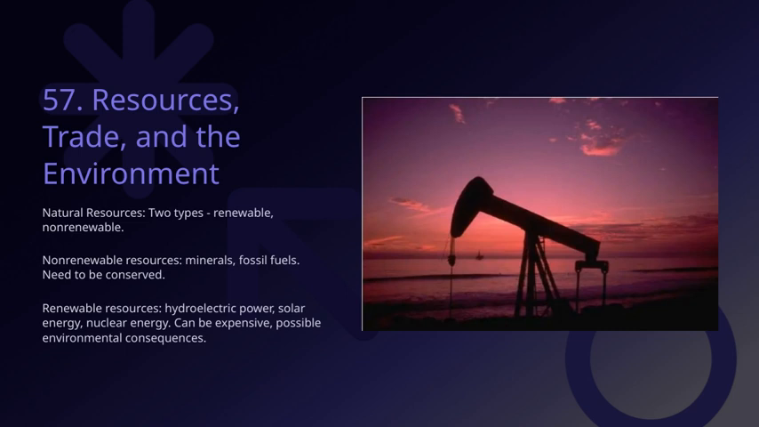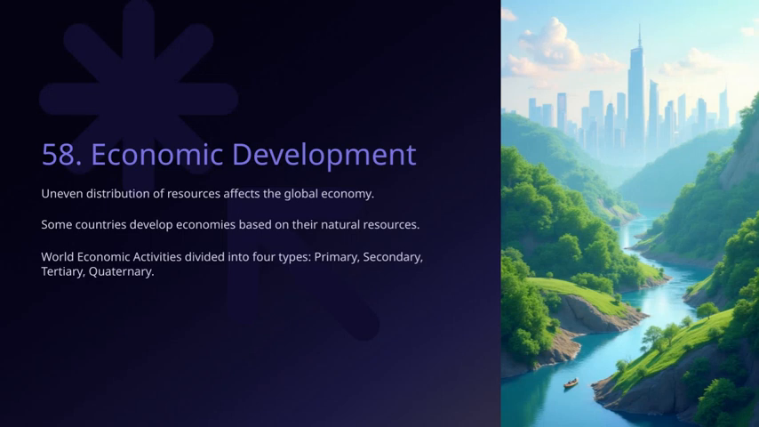Let's take a closer look at the world economic activities, which are generally divided into four main types: primary, secondary, tertiary, and quaternary. These categories help us understand how countries develop their economies. Some nations focus heavily on their natural resources, meaning they develop their economies based on what they have in abundance, like minerals, oil, or agricultural products. This approach is often associated with the primary sector.